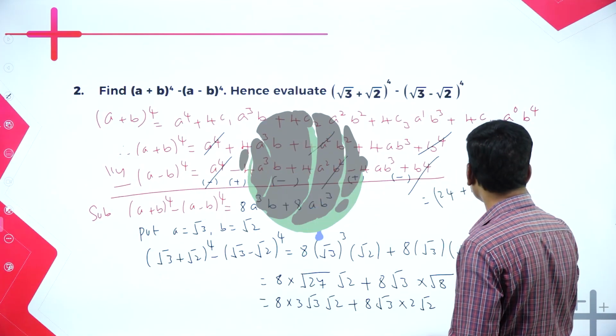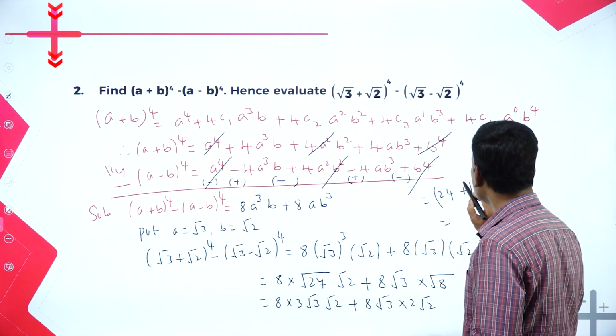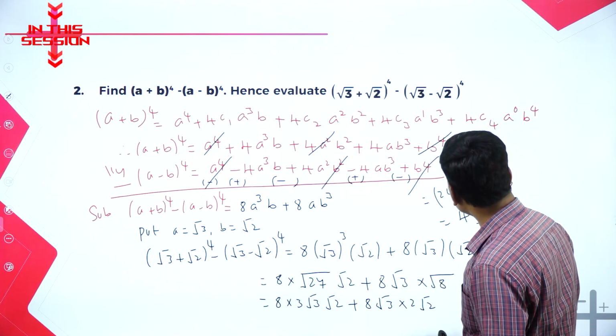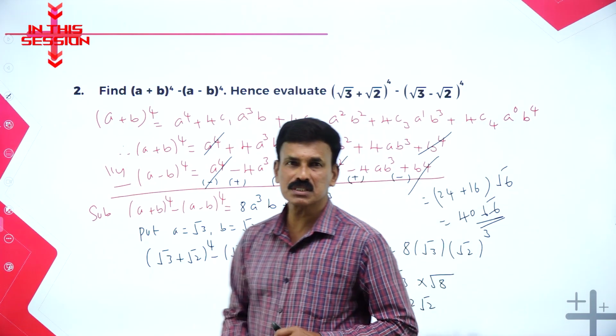Root 3 into root 3 is root 6. So this is equal to 24 plus 16, which is 40. 40 times root 6. So the simplified answer is 40 root 6.